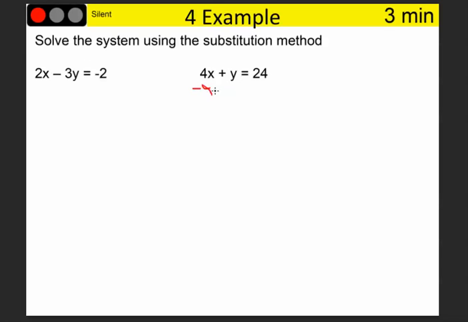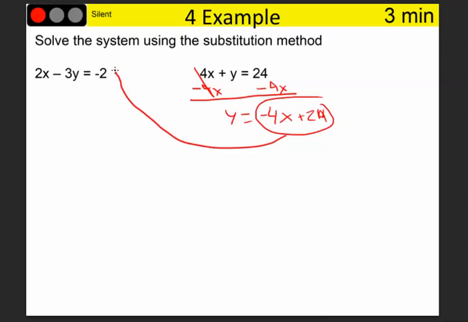So I'm going to subtract 4x from both sides of this equation. And that's going to leave me with y equals negative 4x plus 24. I don't know why my 4s are looking like 9s. Alright, so now that I know the value of y, I can take this, plug it back in place of y, just like we did before.